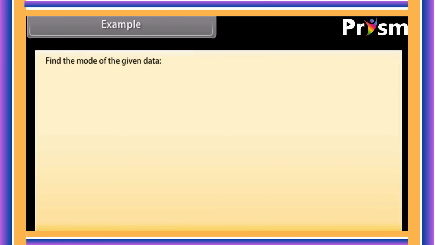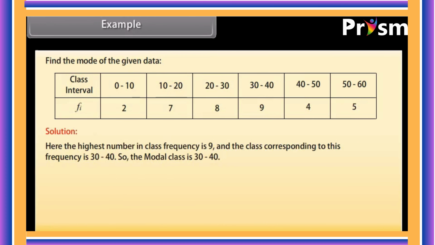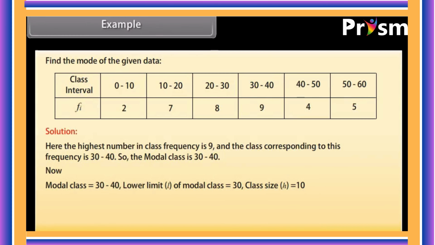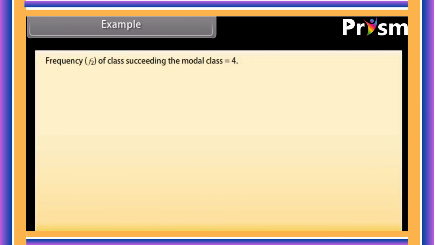Example. Find the mode of the given data. Solution. Here the highest number in the class frequency is 9, and the class corresponding to this frequency is 30 to 40. So the modal class is 30 to 40. Now, modal class is equal to 30 to 40. Lower limit L of modal class is equal to 30. Class size H is equal to 10. Frequency F1 of the modal class equals 9. Frequency F0 of the class preceding the modal class equals 8. Frequency F2 of the class succeeding the modal class equals 4.